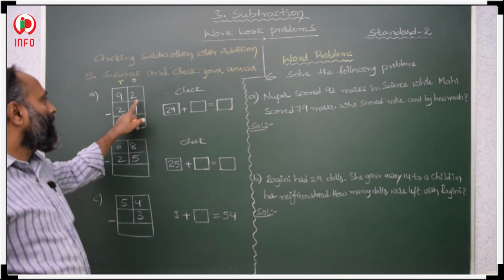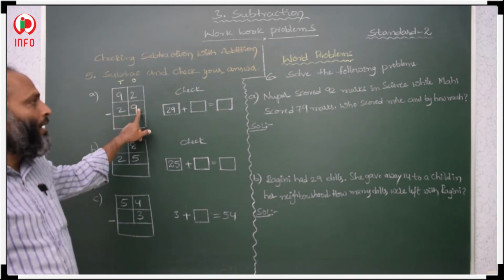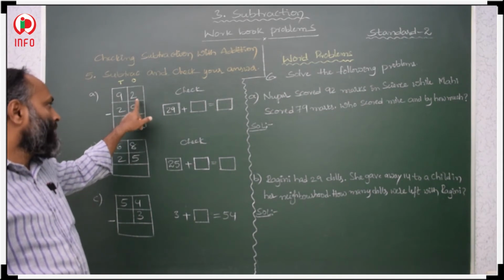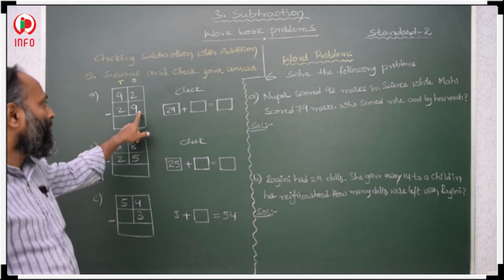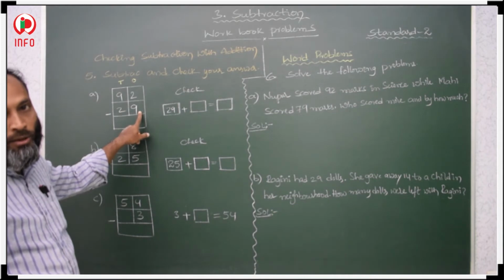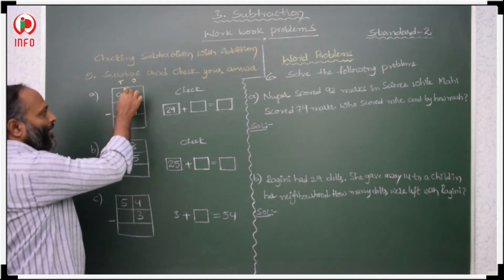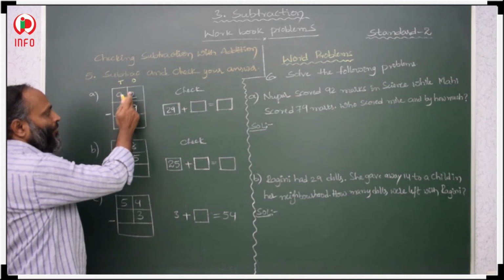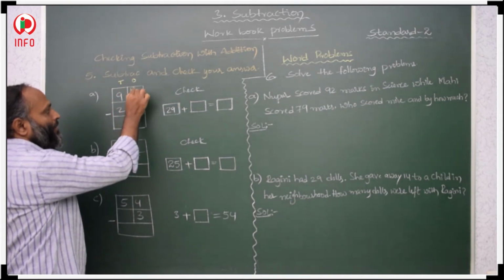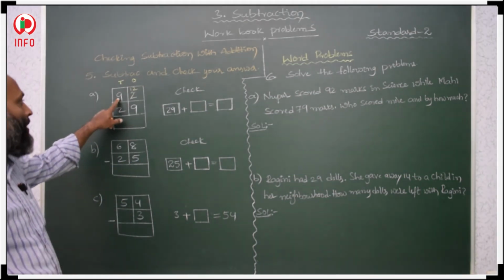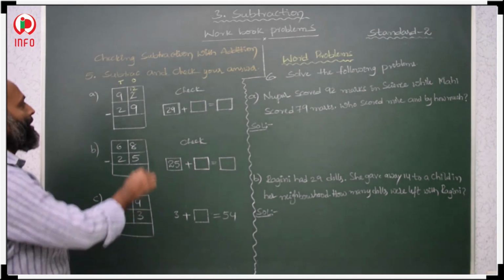Then 2 and 9. This is the minuend. This is the subtrahend. The minuend is less than the subtrahend. If the minuend is less than the subtrahend, then we have to regroup it. How to regroup it? Here 9 tens were there. You take 1 ten, here 10. 10 plus 2, 12. It becomes 12. Out of this 9 tens, 1 ten already we took out, then 8 tens left here.